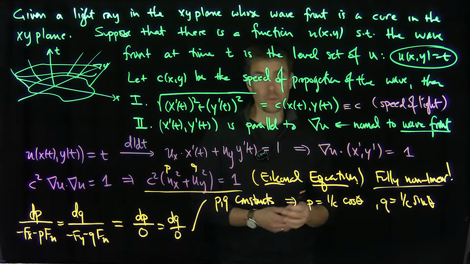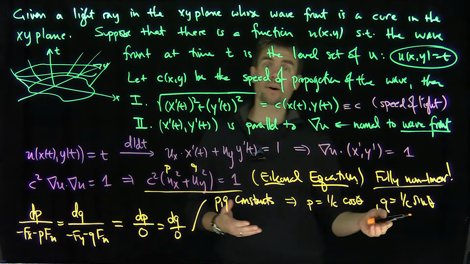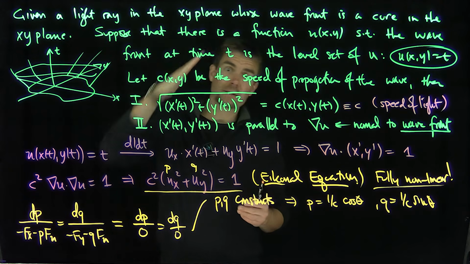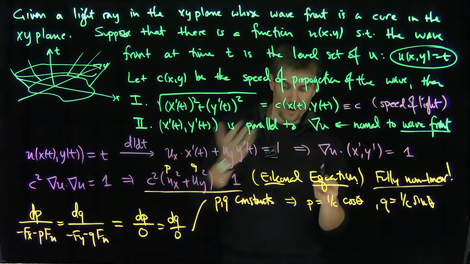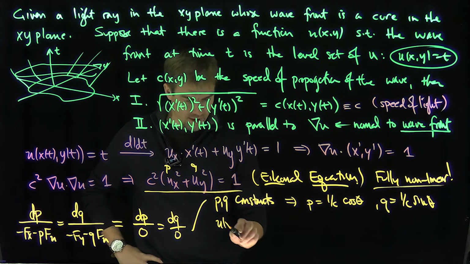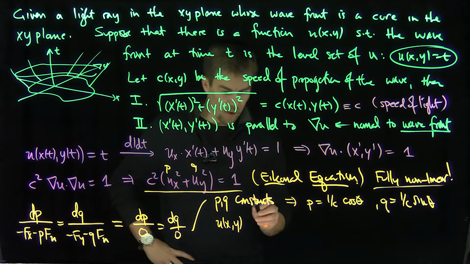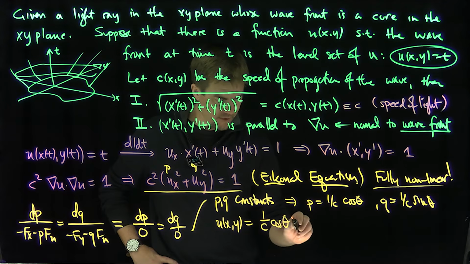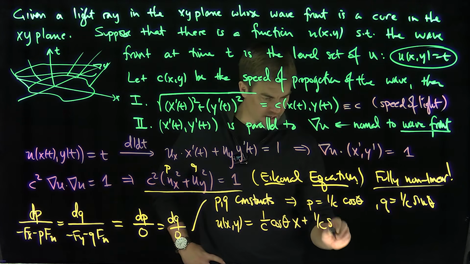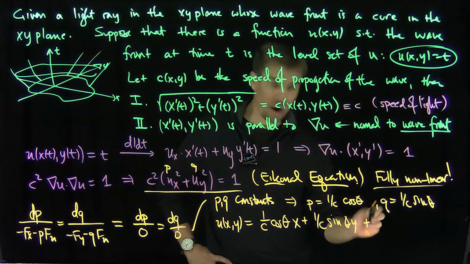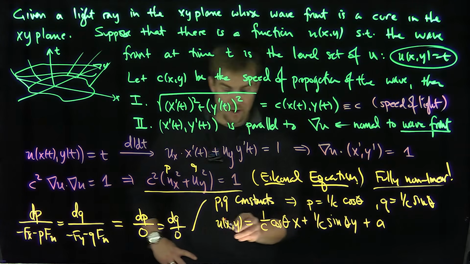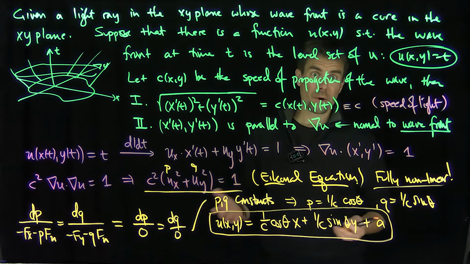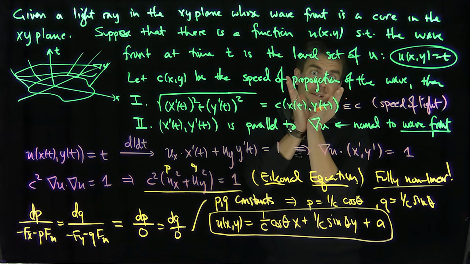That's great, because now that tells me my characteristics. If your p and q are constant, that means your trajectories are just linear trajectories, right? So these characteristics are just lines. And moreover, we can write down what the solution has to look like. The solution u of x and y over here has to look like just 1 over c cosine of theta x plus 1 over c sine theta y plus another offset of a constant a. There we have it. There's the solution of this equation over here. Beautiful. And that represents the equation of a plane, right?